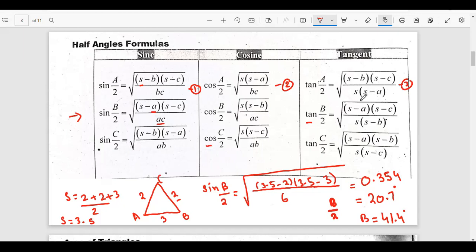I do understand that if the question is about finding A, there's no point in remembering all of them. You can just use the first one. But the question could be about this specifically, like find the ratio for tan A by 2. For that, you will be using this. So you need to remember these formulas. If you know these formulas, you would be able to give the test easily.